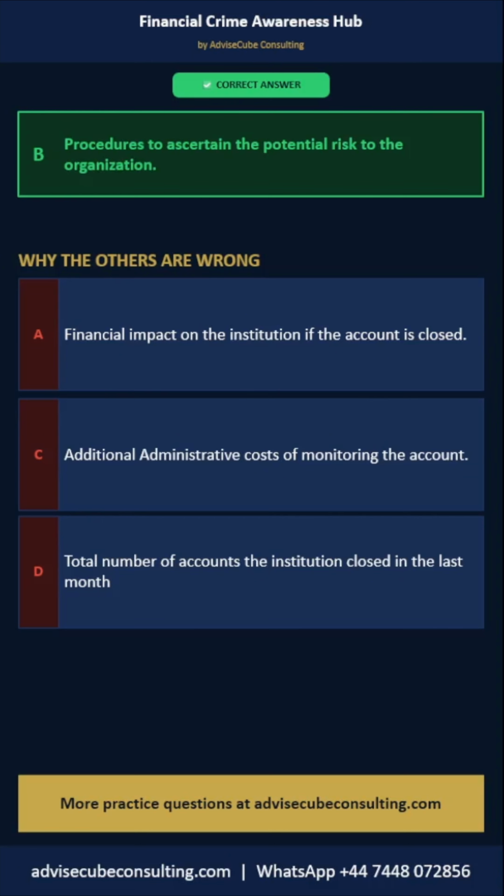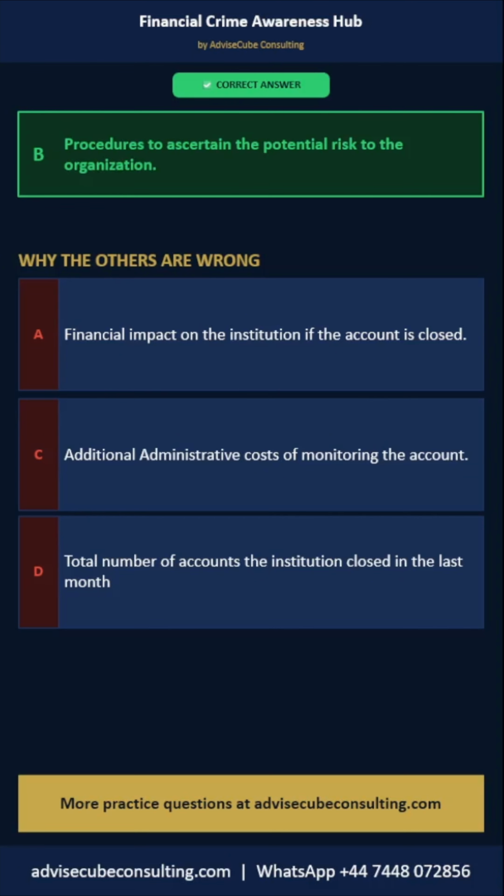Okay. Option C is wrong. Administrative cost of monitoring are practical considerations. However, they have no place at the top of the priority list. When you are making an AML decision after filing an STR, letting the cost efficiency influence whether you keep a suspicious account open is the wrong framework entirely.